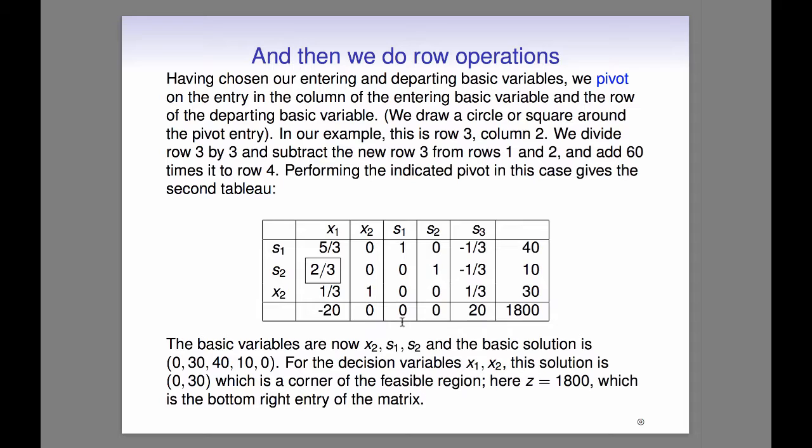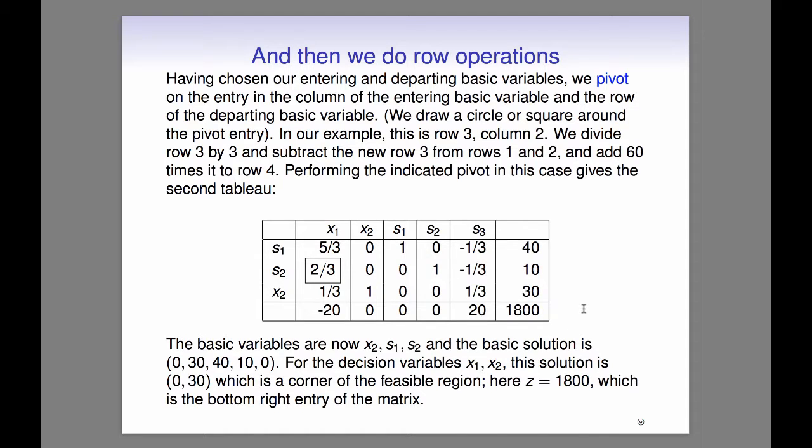Okay, and at this point, our new basic variable is x2. So our basic variables are s1, s2, and x2. That gives us the basic solution: 30 for x2, 40 for s1, 10 for s2, 0 for x1 because it's not basic, and 0 for s3, so it's not basic. That gives us a solution corresponding to the corner (0, 30) of our feasible region, and the z value at that point is this one here.